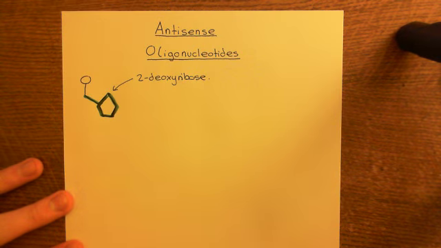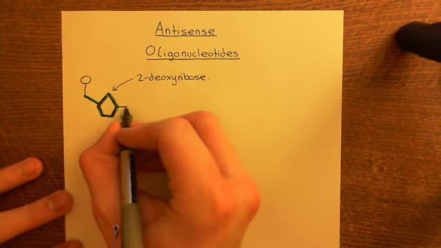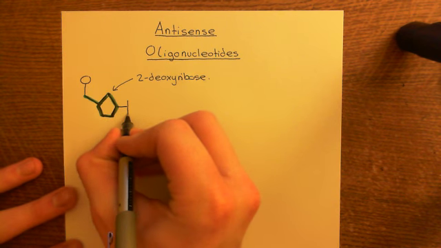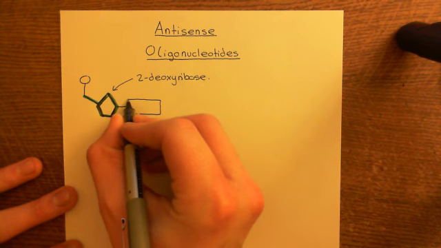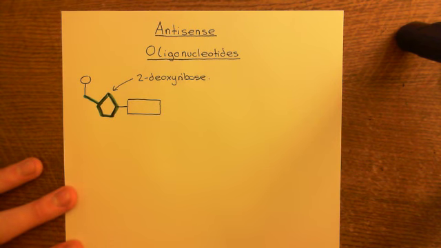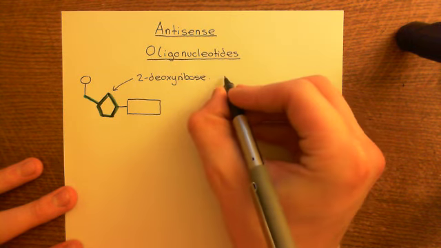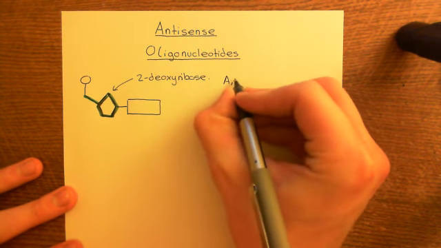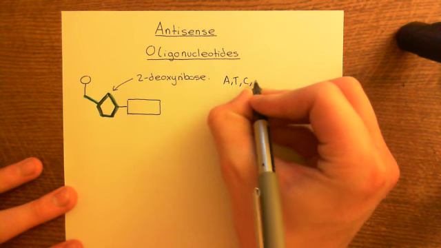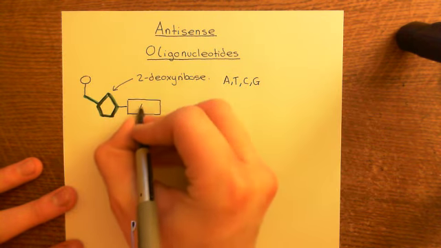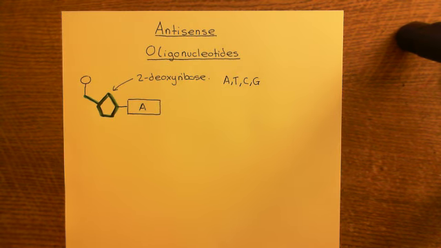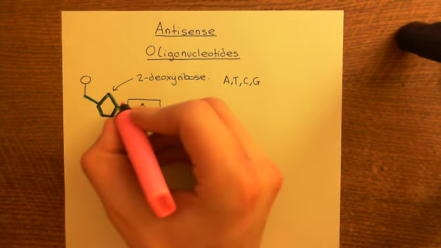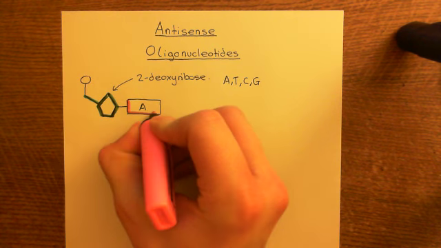Then off this 1st carbon of the sugar ring, you have an organic base, and there are 4 organic bases that you have in DNA: adenine, thymine, guanine, and cytosine. So A, T, C, and G for short. Let's say this one is adenine here, just to give an example. Let's colour in adenine organic bases in pink here.